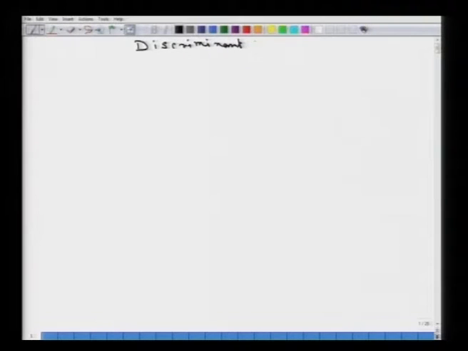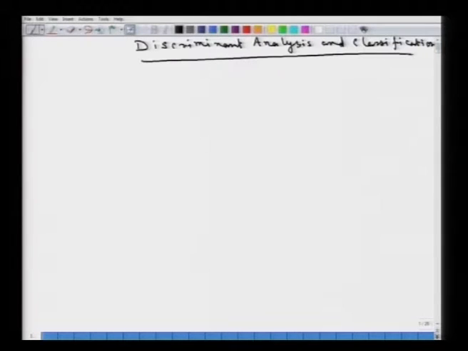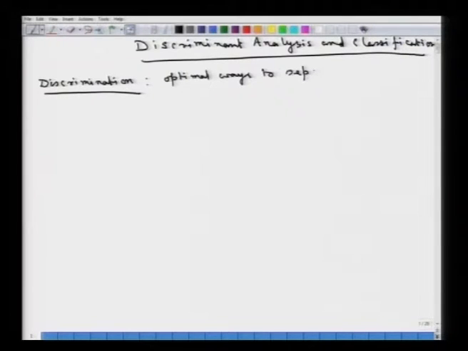Discriminant analysis and classification problem is what we are going to look at. It has two parts, as I said. The first is discrimination, or discriminant analysis. Discrimination is where we are trying to find out some optimal ways to separate different populations.